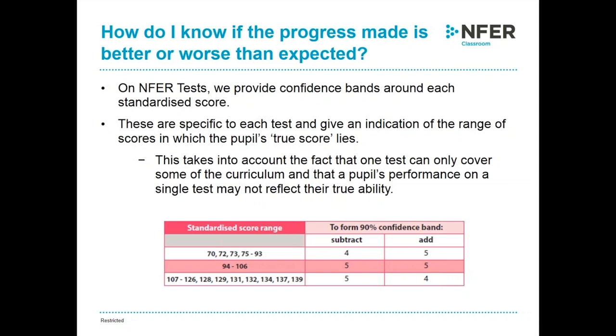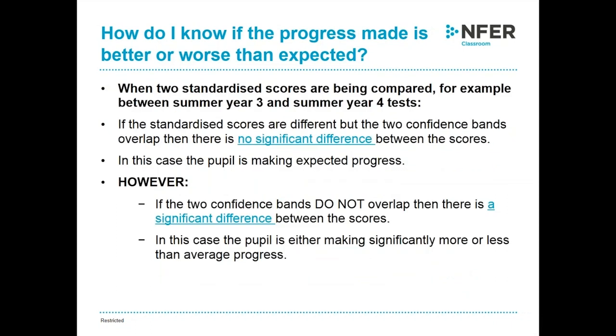So how do you use confidence bands to determine whether progress made is better or worse than expected? When two standardised scores are being compared, for example, between summer Year 3 and summer Year 4 tests, if the standardised scores are different, but the two confidence bands overlap, then there is no significant difference between the scores. And in this case, the pupil is making expected progress. However, if the two confidence bands do not overlap, then there is a significant difference between the scores. And in this case, the pupil is either making significantly more or significantly less than average progress. I have a couple of examples to illustrate this on the next slides.